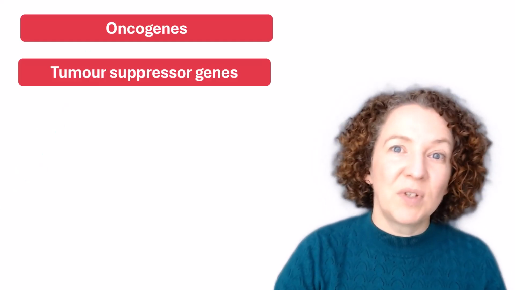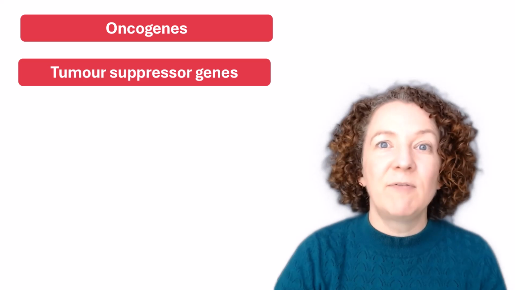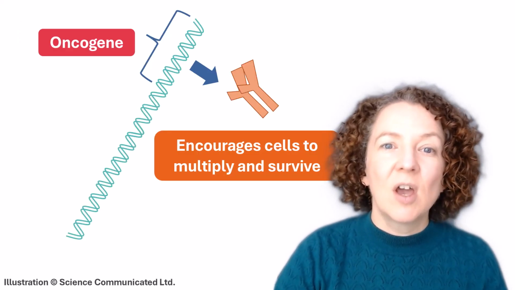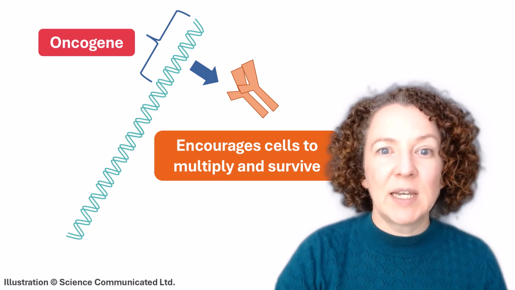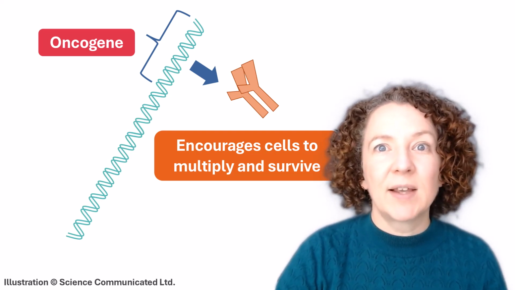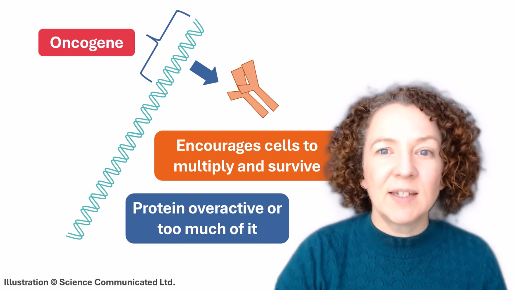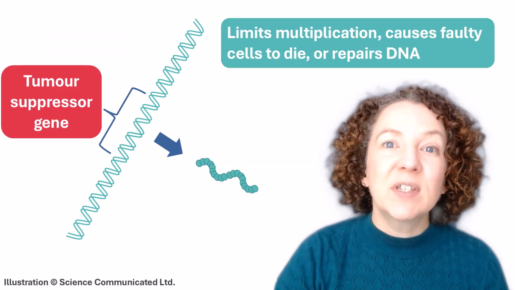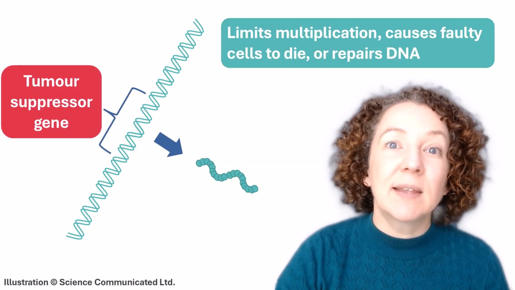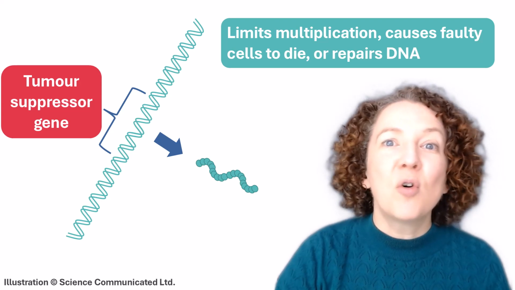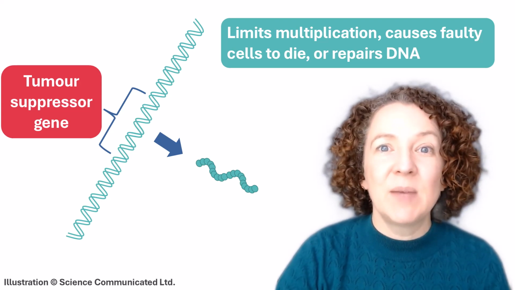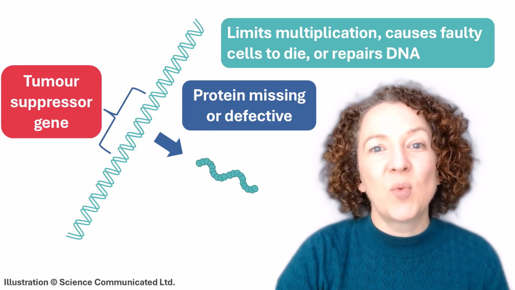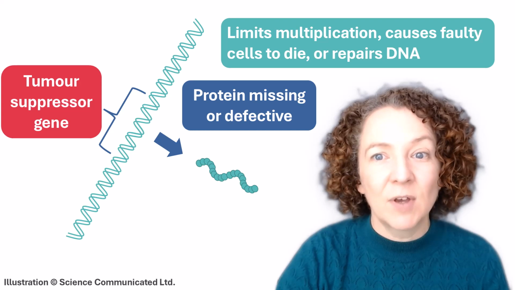The most important mutations in cancer cells that affect their behavior the most are ones affecting the oncogenes and the tumor suppressor genes. Oncogenes are genes for making proteins that encourage cells to grow, multiply, and survive. They are generally mutated in a way that causes the protein to be overactive or overproduced. Tumor suppressor genes are genes for making proteins that limit how fast cells can multiply, or that cause them to die, or that help cells keep their DNA free of mutations. These tumor suppressor genes are generally mutated in a way that causes the protein to be defective or missing.